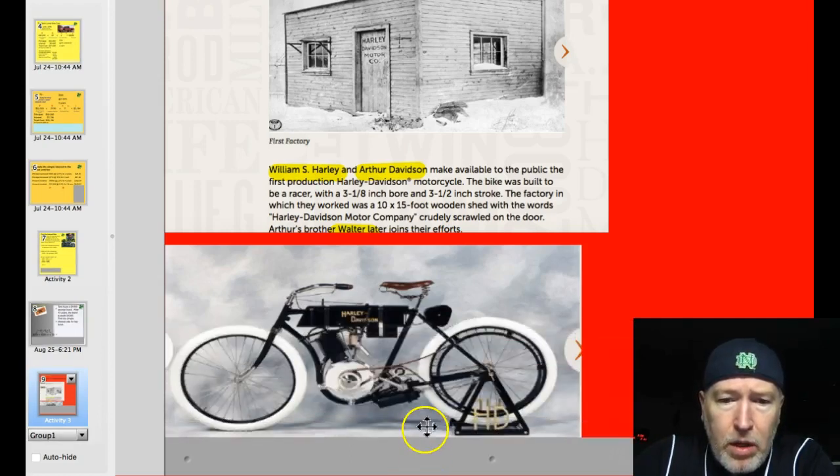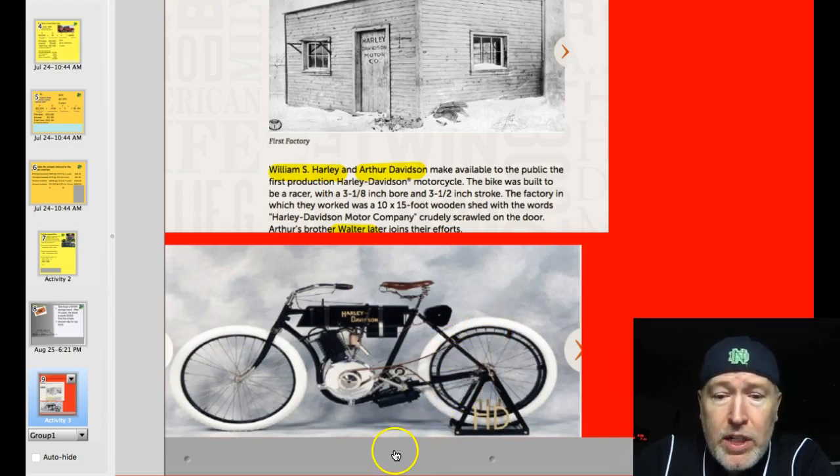Pretty cool, huh? Imagine riding that to school. Tell you what, I'd rather have that sitting in my living room or in a museum, because that is worth a lot of money. That's the first Harley Davidson motorcycle. Just a bike with a motor.